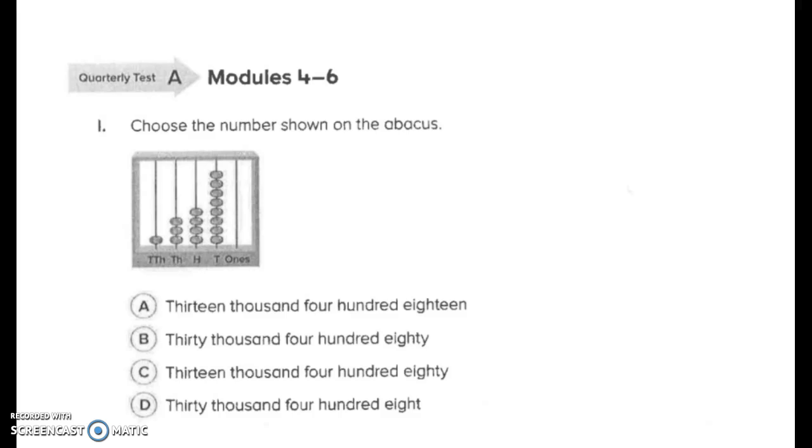A. 13,418. B. 30,480. C. 13,480. D. 30,408.